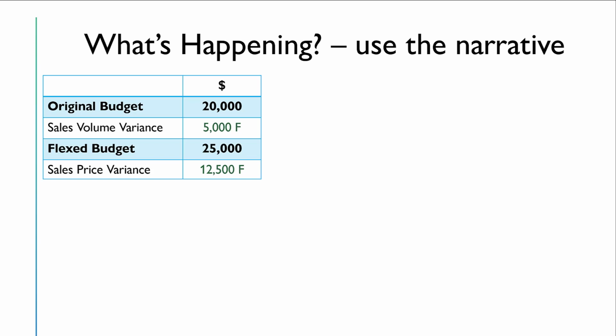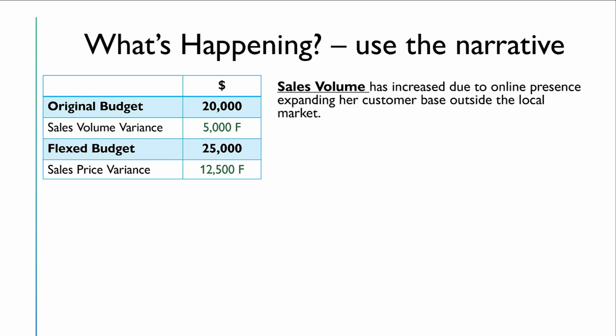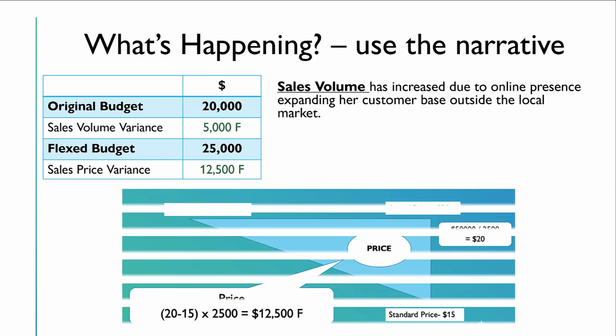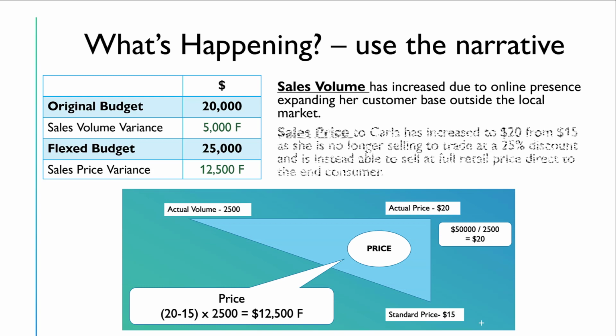So those are the numbers, but we need to be able to talk about the reasons. So what's happening? Remember the narrative. The sales volume has increased due to online presence, expanding her customer base outside the local market. She was only selling to trade. She's now selling online. And the price variance is a result of that too. Carla has increased her price to $20 from $15 as she's no longer selling to the trade at 25% discount and is instead able to sell at full retail price direct to the end customer. And again, you can use my triangle technique to calculate that too. You take the difference in the vertical, the difference in the prices, and you times by the actual volume.